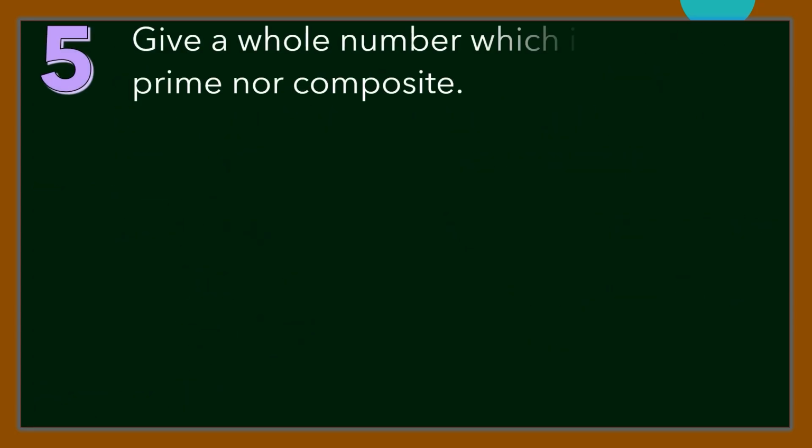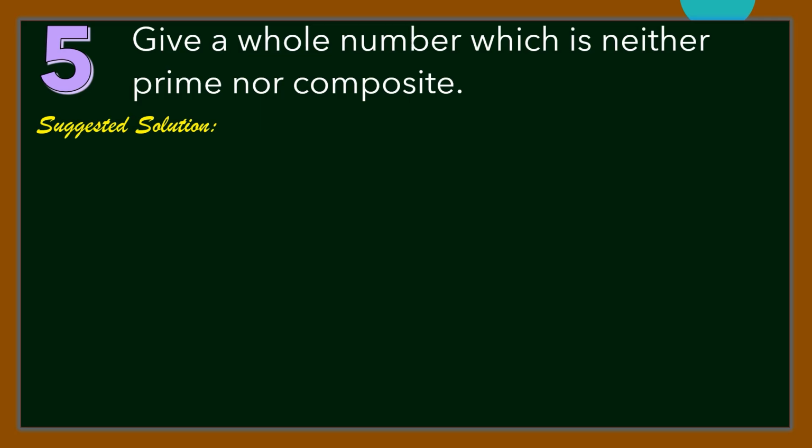Number 5. Give a whole number which is neither prime nor composite. This problem does not require any solution, but in answering these types of problems, as students of mathematics, we must look into the correct mathematical definitions of prime and composite.